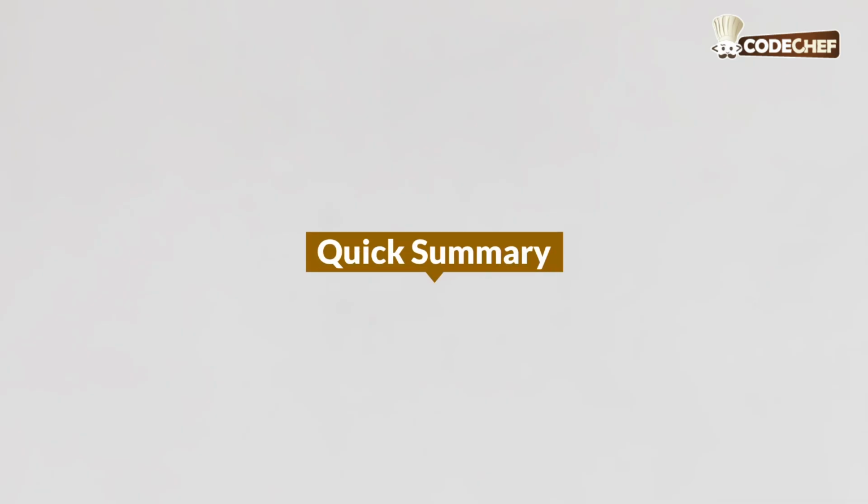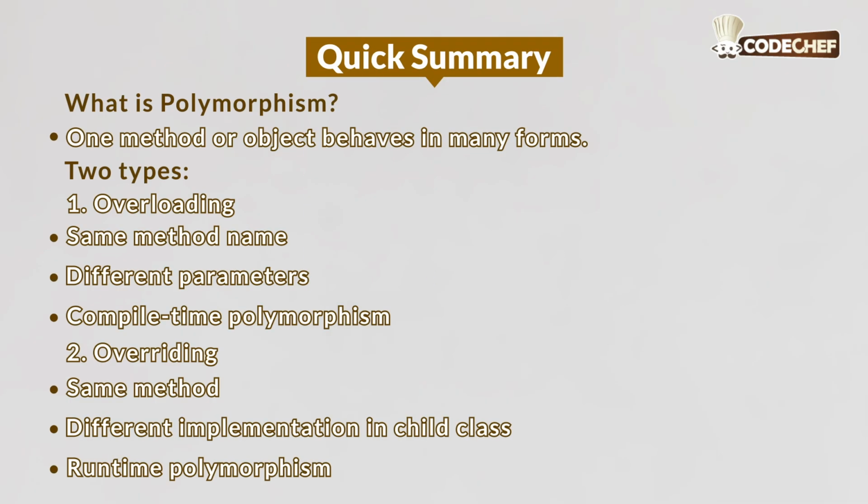Now let's finally recap what we've learned. What is polymorphism? Polymorphism is one method or object that behaves in many forms. We have two types, which is overloading and overriding. Overloading has same method name, different parameters, also called compile time polymorphism, and overriding has same method, different implementation in the child class, also called runtime polymorphism.